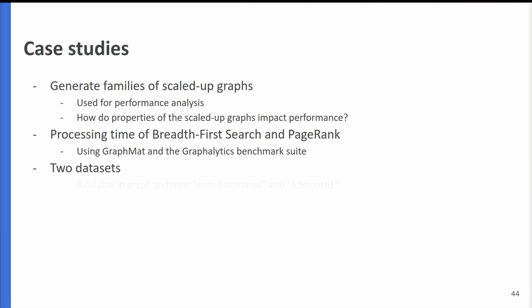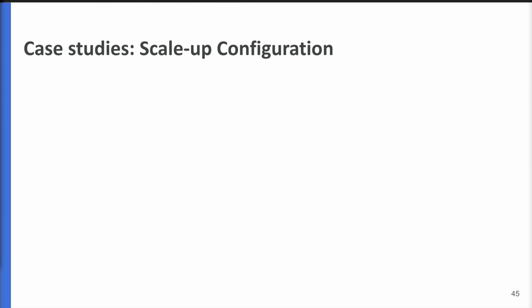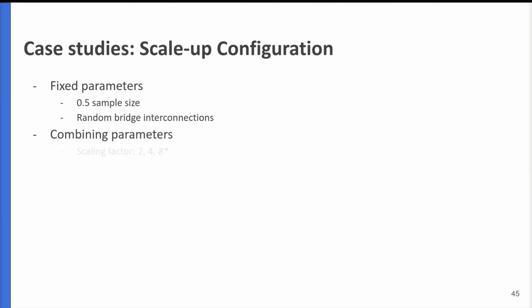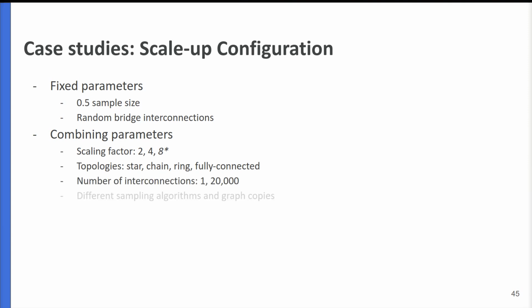And we conducted this case study using 2 datasets that are available in public graph archives, but will only show the results for Com-LiveJournal for the sake of time and because we observe similar performance trends for the other graph. Now all the scale-ups conducted in these case studies use a sample size of 0.5 and random bridge interconnections between the different graph samples. With those fixed parameters, we use a combination of different scaling factors, topologies, number of interconnections, and different sampling algorithms, as well as graph copies.